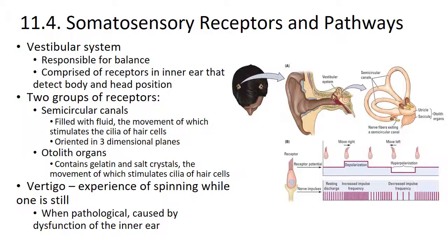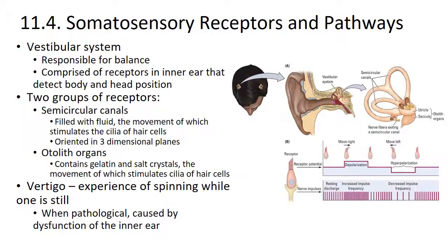The first group is the semicircular canals, these little loops, and they're filled with fluid. When your head moves or your body moves, the fluid moves, and this stimulates the cilia of the hair cells and creates a response. The loops are oriented in the three-dimensional planes so that movement in any dimension will be coded in the brain.